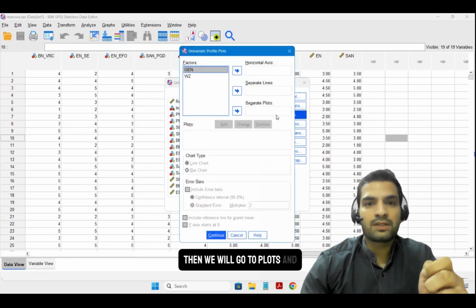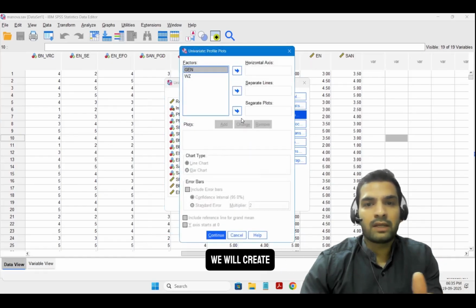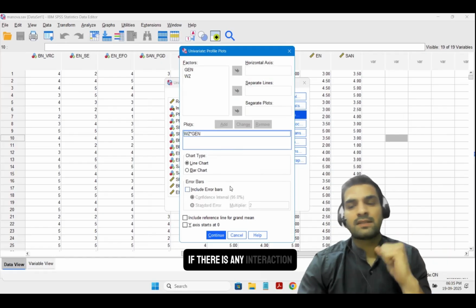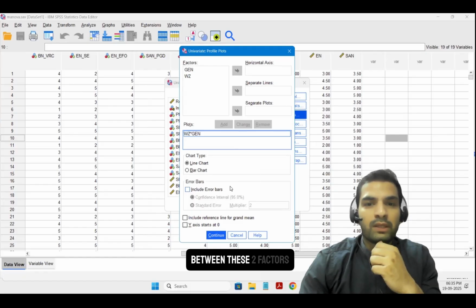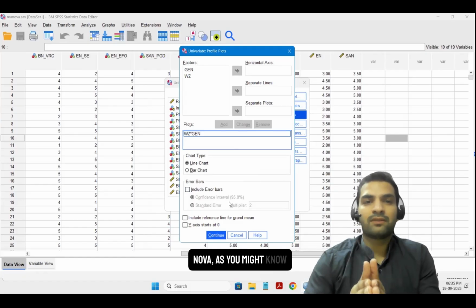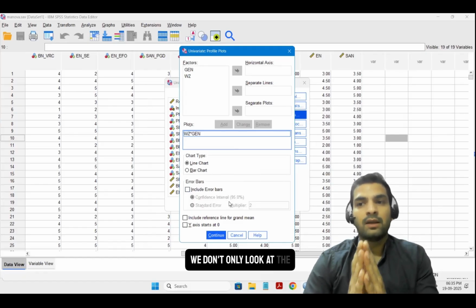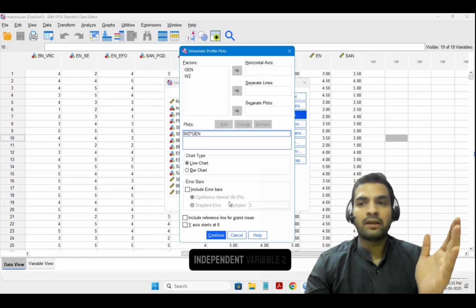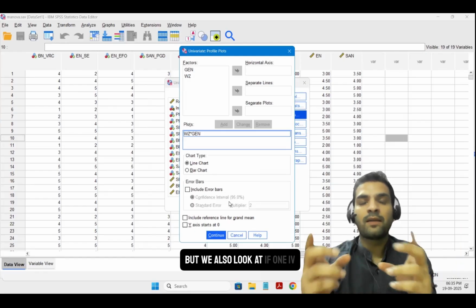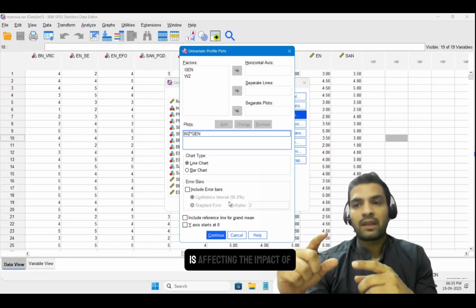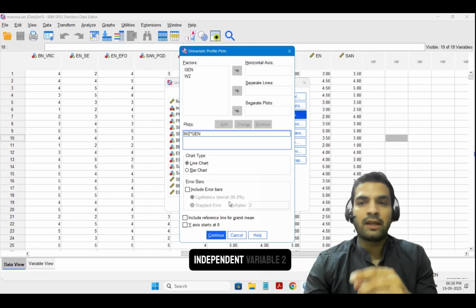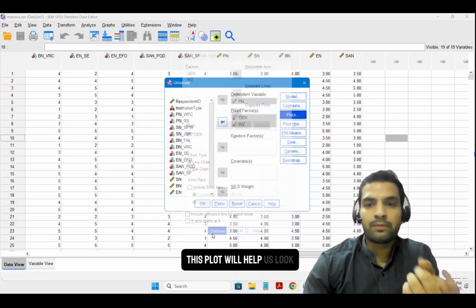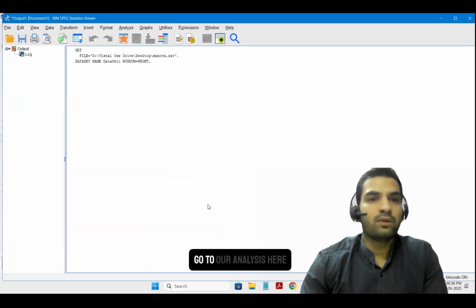Then we'll go to Plots and we will create an interaction plot also here, which will again tell us if there is any interaction between these two factors. So in ANOVA, as you might know, we don't only look at the differences of means in different groups like independent variable 1 and independent variable 2, but we also look at whether one IV is affecting the impact of independent variable 2, if there is an interaction factor or not. This plot will help us look at that. We'll click OK and we'll go to our analysis.